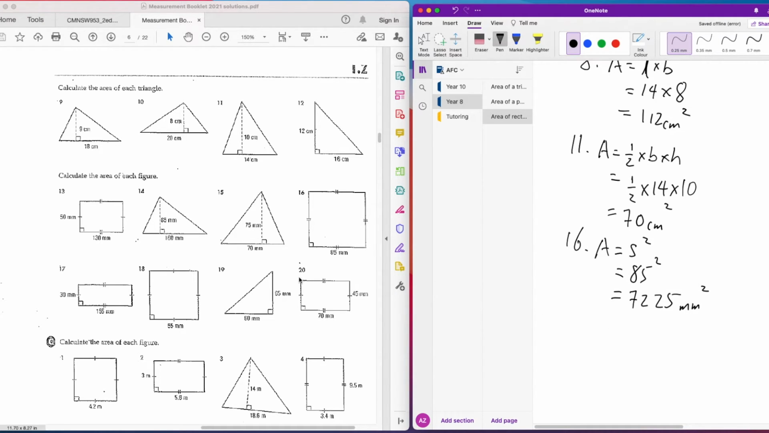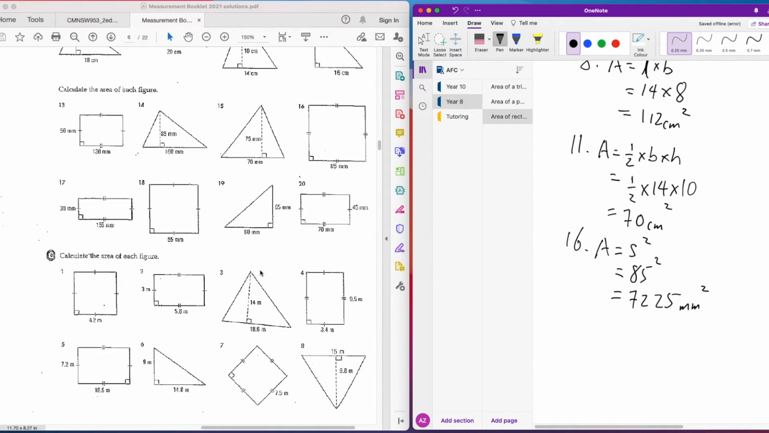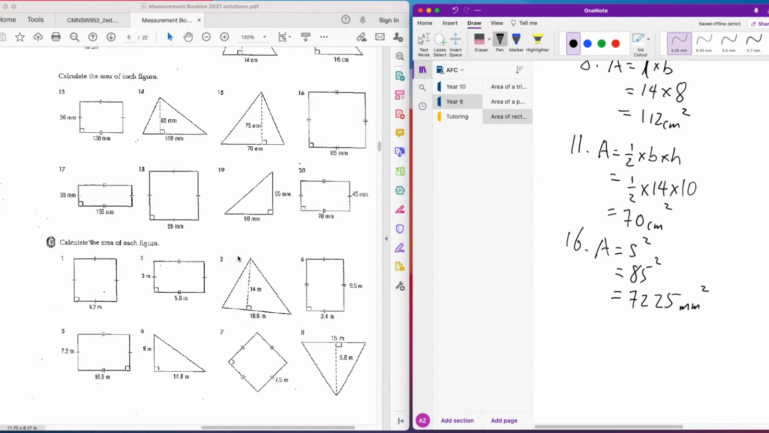Alright, so let's just look at some questions in C. C is meant to be the hard section, but in my opinion, this section is actually not too challenging. The only reason they make it the hard section is because there's a combination of rectangles, squares, and triangles, and they want you to kind of know which formula you need to use. So let's take a look at question 2, for example.